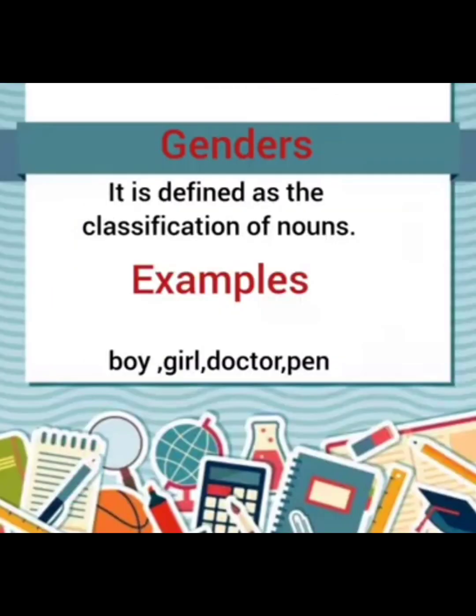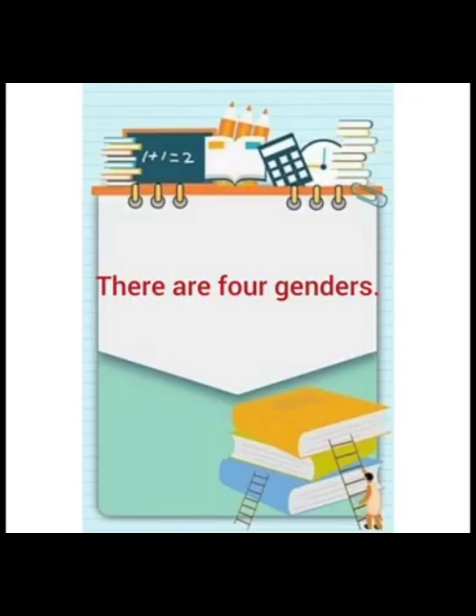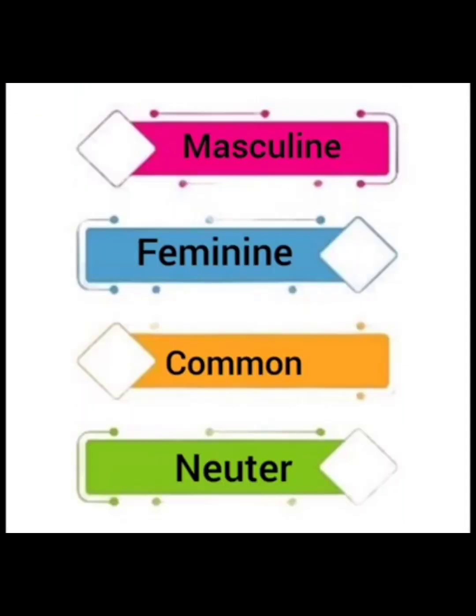Gender is defined as the classification of nouns. For example, boy, girl, doctor, pen. There are 4 genders: masculine, feminine, common, neuter.